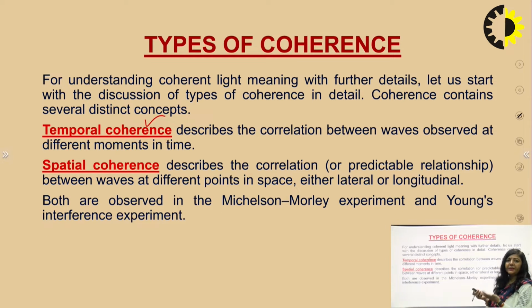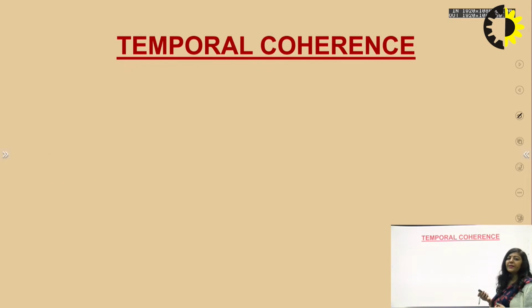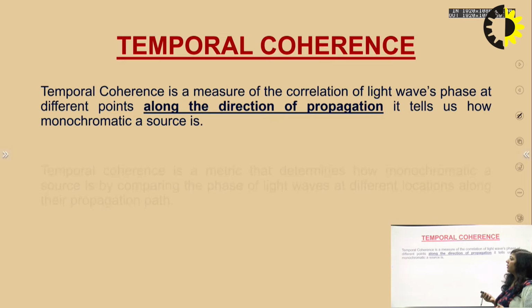These temporal and spatial coherences are seen in Young's double slit experiment as well as in the Michelson-Morley experiment. So in these two examples, you can see both types of coherence, that is coherence in time as well as coherence in space. So the first type is temporal coherence.